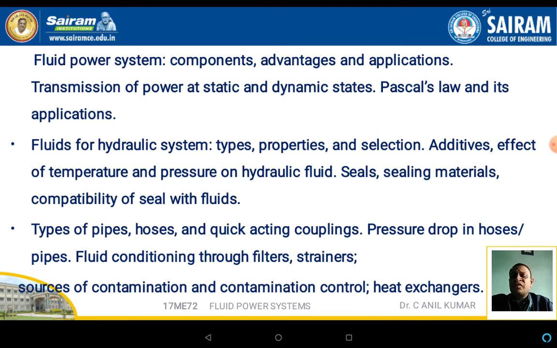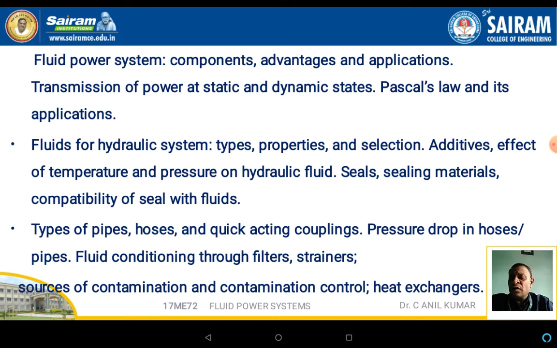Now, the fluid power system module consists of components, advantages and applications as the first part. The second part is with respect to the transmission of power in static as well as dynamic states, and the law related to that is nothing but Pascal's law.